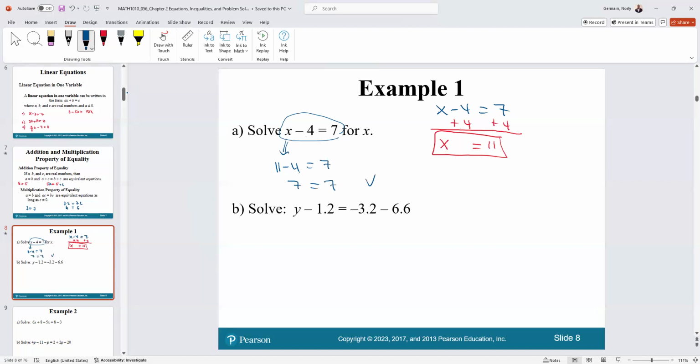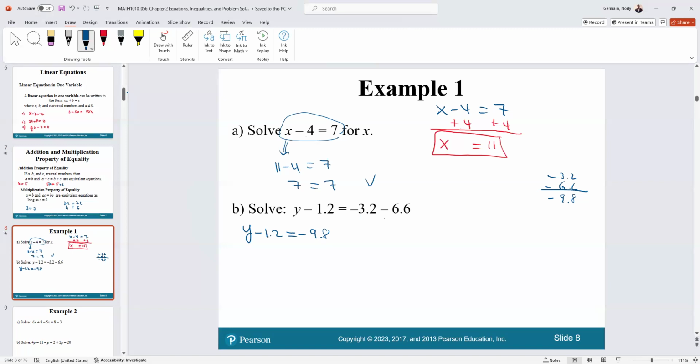First of all, on B, because I see that I have two constants, what I would do, if I have negative 3.2 and negative 6.6, we said when we have the same sign, we add and keep the sign. So we're going to have negative 9.8. So you agree that we're going to have y minus 1.2 equals negative 9.8. Okay, I reduce. You need to always simplify your equations to the lowest term. So simplify as much as possible.